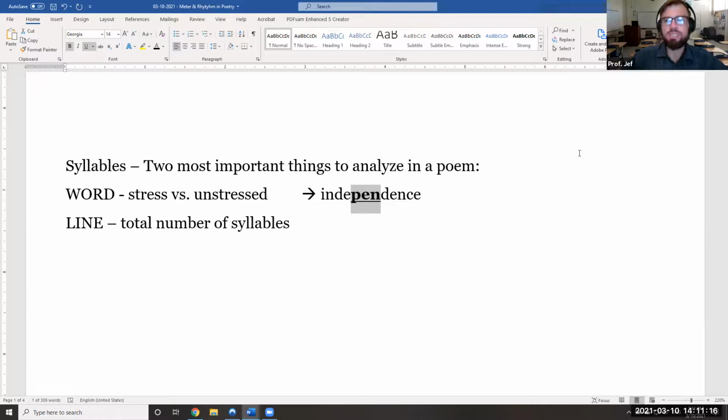And whatever that stressed syllable is in the word in and of itself has a big connection to the rhythm of a poem. And then on the line, it's important to understand the total number of syllables, both stressed and unstressed. This is what we mean when we talk about rhythm in poetry. Individual words are like the royalty, the king and queen of poems, right?